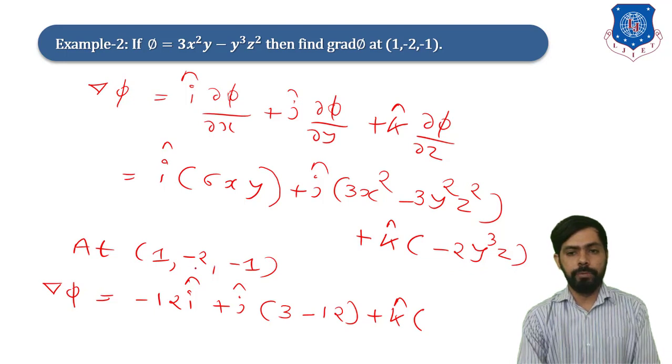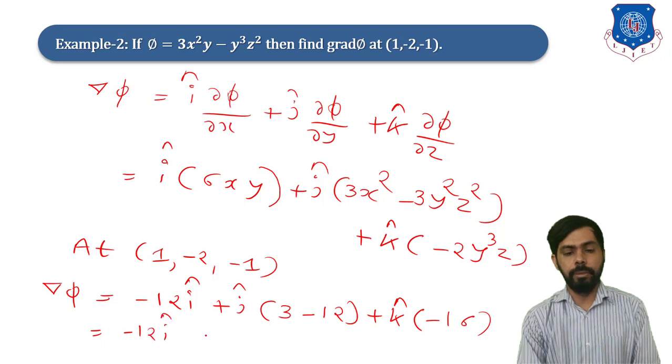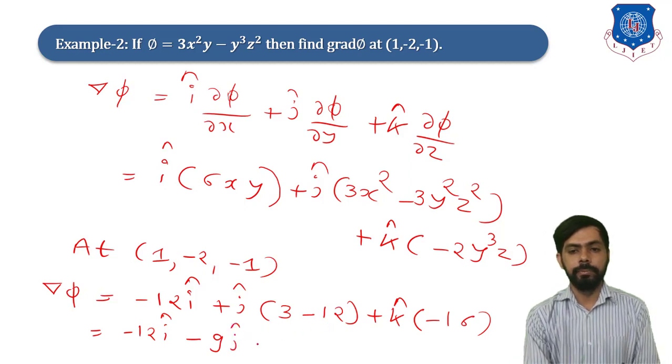So here the value of y is minus 2, so this will be minus 2 whole cube, so it will be minus 8, okay, minus 8 into minus 1. Okay, because the value of z is minus 1 and here it is minus, so 3 minuses will be there, so the overall result will be negative, okay, and it will be 16, because 2 into 8 will be 16. So the final answer will be minus 12i, okay, then minus 9j, minus 16k. So this is the answer of example 2.